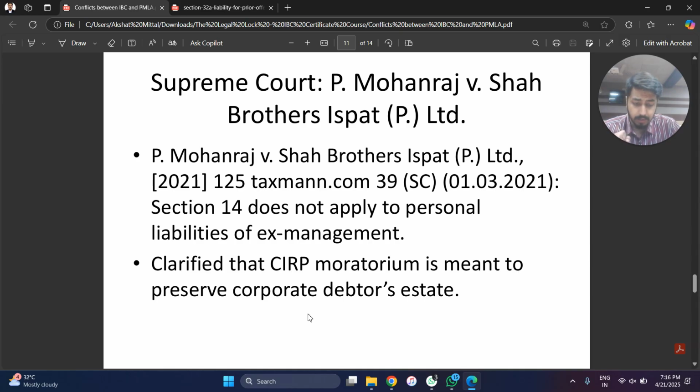The Supreme Court also came down heavily to reiterate the point that the purpose of moratorium is to preserve the estate of the corporate debtor, and the estate of the corporate debtor can be preserved by the operation of Section 14, but that doesn't mean that you give a blanket protection to the ex-management, to the promoter, to the director of that particular company. You cannot give a blanket protection to a person who has done all these misdeeds, who has pushed the company into insolvency.